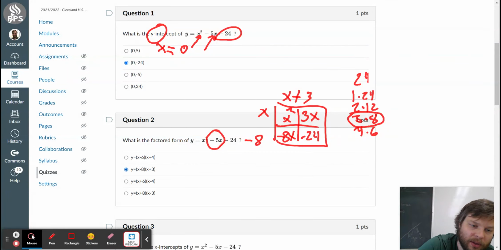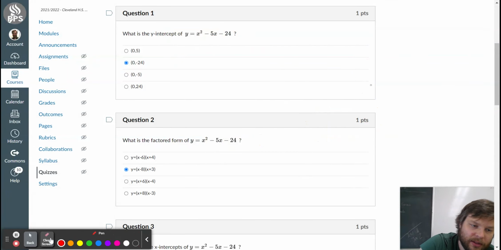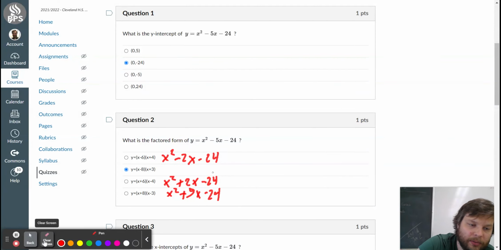By the way, oops, I didn't mean to clear the screen. This other one here would be x squared minus 2x minus 24. Not quite right. This one would be x squared plus 2x minus 24. And this one would be x squared plus 5x minus 24. So you can see that they're all close, but none of the other ones are correct.